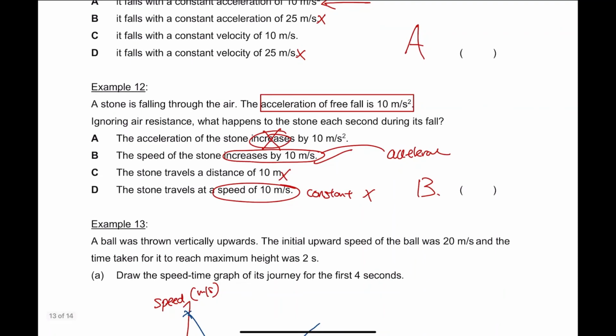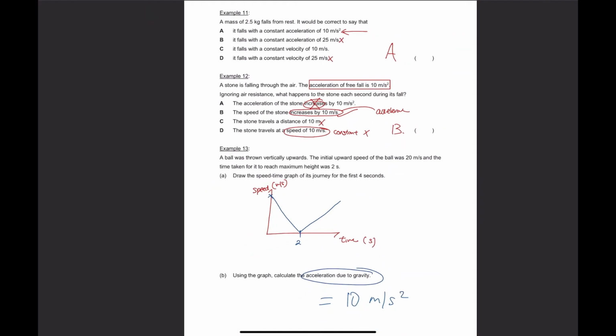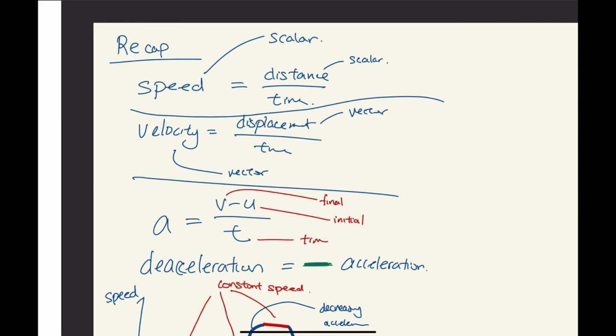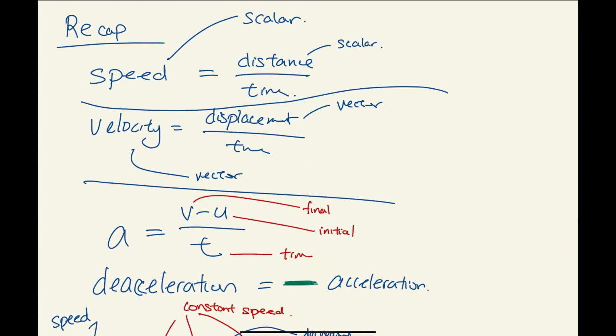Okay, I will skip the rest of the questions and go on to the summary. In terms of recap, we need to know that speed is a scalar, because distance is a scalar and time is a scalar. Velocity is a vector. The reason why velocity is a vector is because displacement is a vector, but time is a scalar. So vector over scalar gives me a vector.